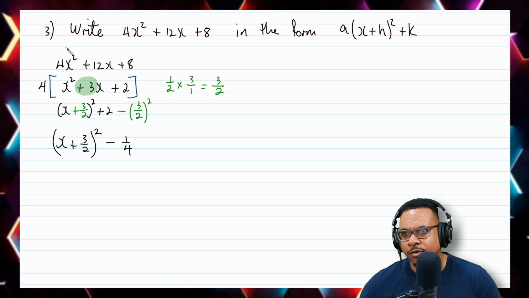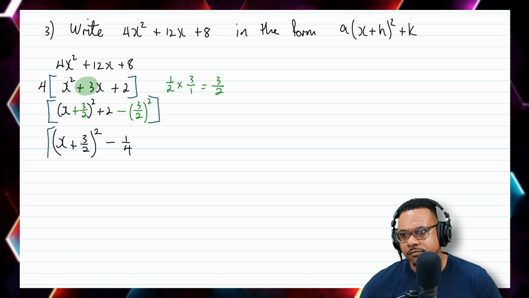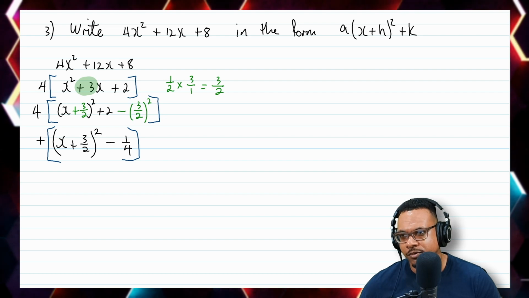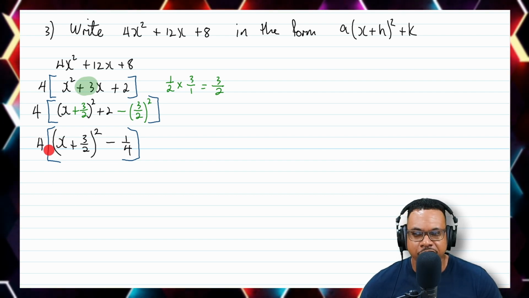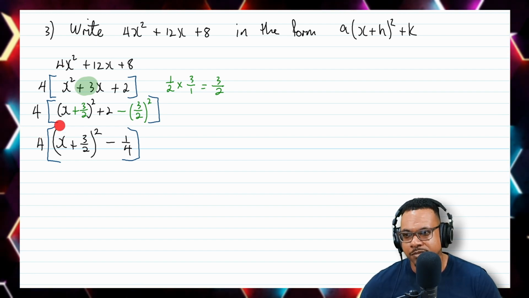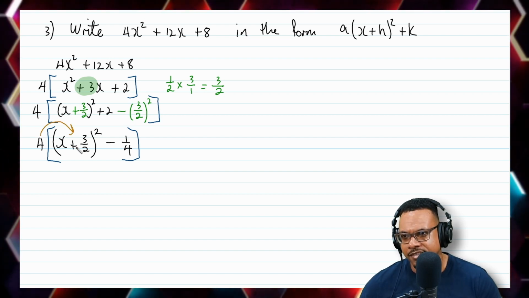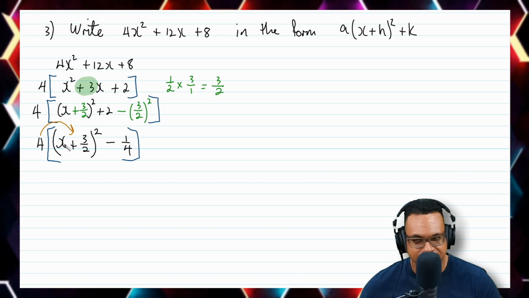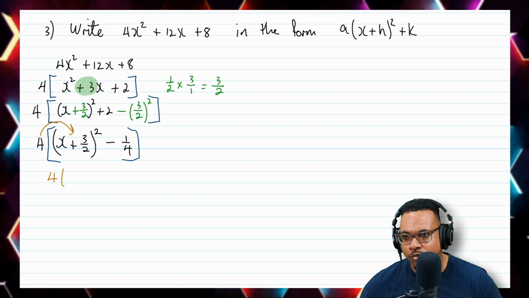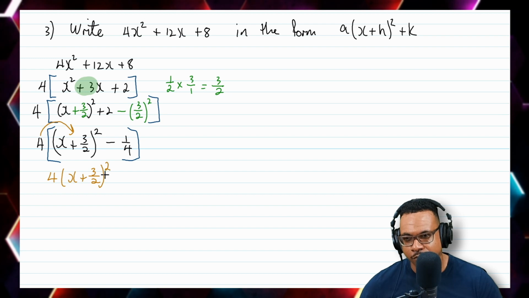Now I'm going to bring back in the 4. So I'm going to put my big brackets. I'm going to put back the 4 on the outside. And now to get rid of this big brackets, because I divide everything by 4 to get this, now I have to multiply everything by 4. So when I multiply 4 by this in brackets here, because of the square sign, I can't say 4 by x and 4 by 3 over 2. So I'll have to write 4, open brackets, x plus 3 over 2, close brackets, squared.